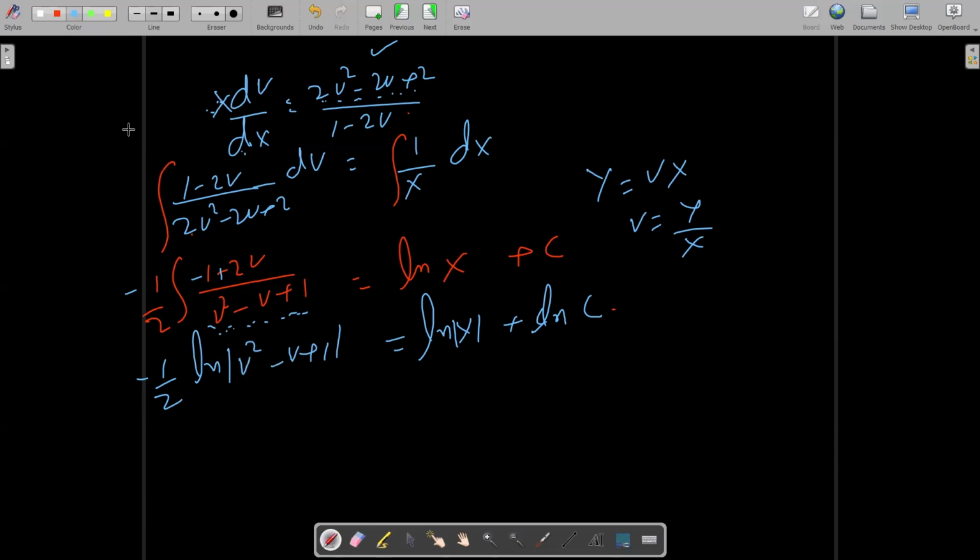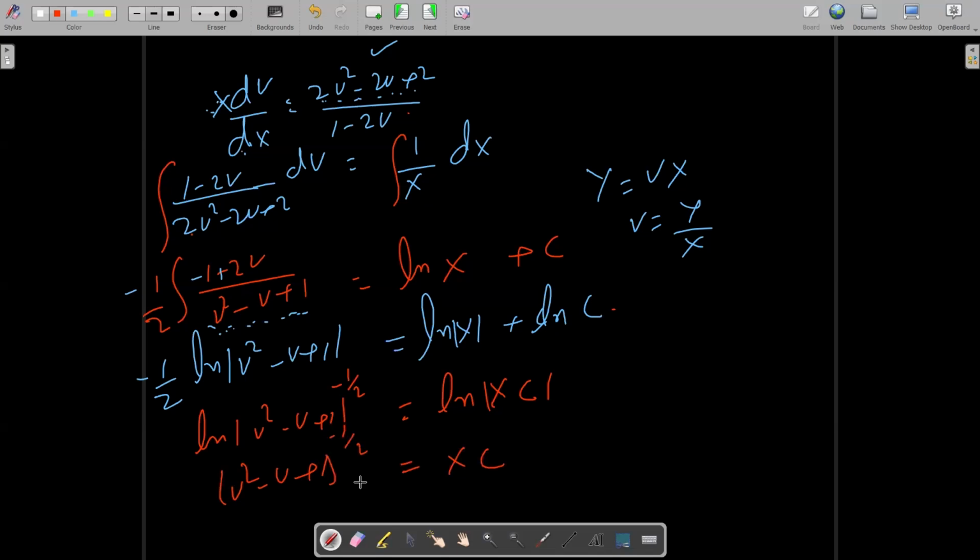Ln of x plus c. Look, negative 1/2 ln of v squared minus v plus 1. You can write this negative 1/2 on the top by using the logarithmic property. Equals, let's say, ln cx, or xc, using the logarithmic property: ln a plus ln b is ln a times b. Now you can apply e on both sides. So it's going to be v squared minus v plus 1 raised to negative 1/2 equals xc, right?